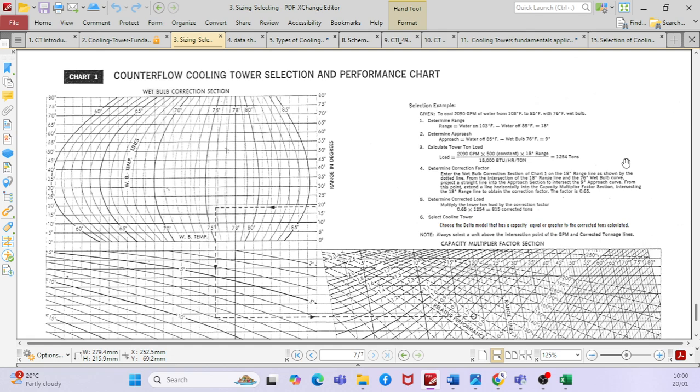Then they will come back to you with selections, like the different types of cooling towers they have, as part of their dimensions and efficiency, and you do the selections as per the manufacturer. This is the basic calculation that you are doing.